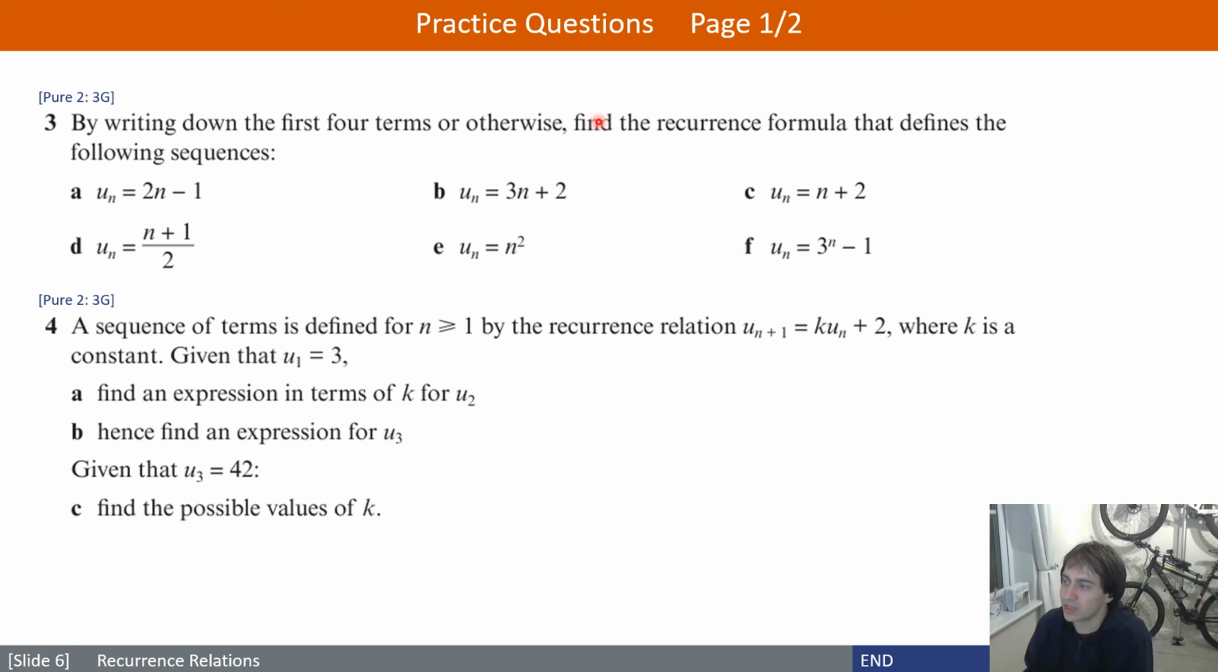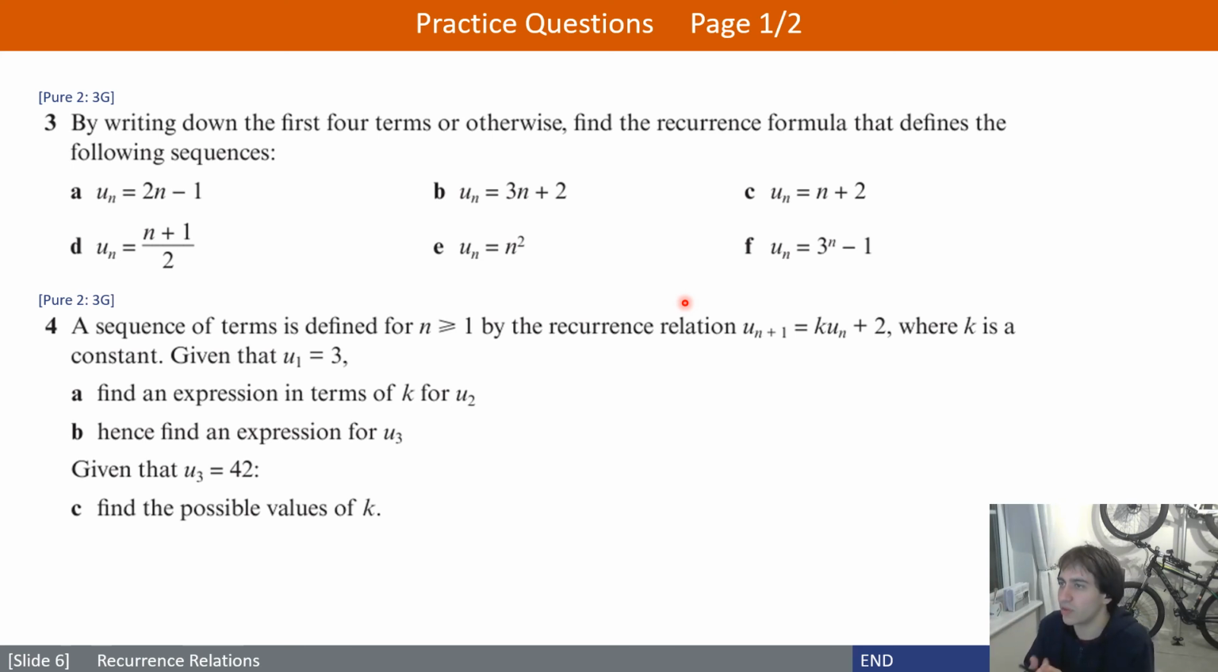A recurrence relation is when it's Un or Un+1 in terms of Un-1 or Un-2 or something like this. So what they say here is write down the first 4 terms, or otherwise find the recurrence formula. I would suggest find the first 4 terms or 5 terms or whatever. So for instance, for 3a, put n equals 1, n equals 2, n equals 3, n equals 4. See what numbers you get, and then see if you can write that in a recurrence relation form.